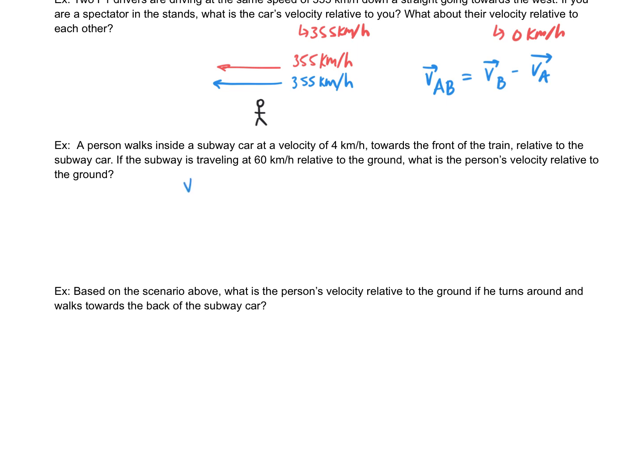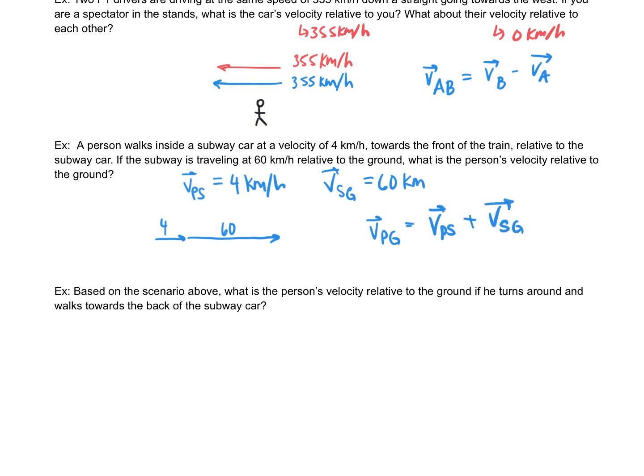So the velocity of the person relative to the subway car is 4 kilometers per hour, and the velocity of the subway car relative to the ground is 60 kilometers per hour. So here's the person going 4 kilometers per hour, and here's the subway car going 60 kilometers per hour, and they're going in the same direction. So if I want to find the velocity of the person relative to the ground, I need to add these two vectors, the velocity of the person relative to the subway car, and then the velocity of the subway car relative to the ground. And that would give me 64 kilometers per hour.